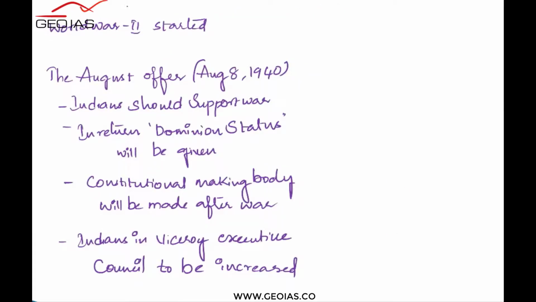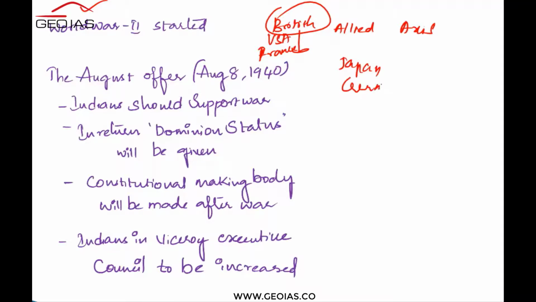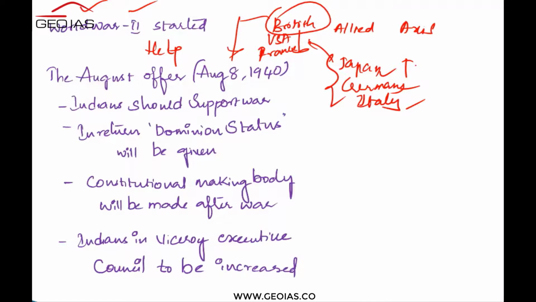World War II started, and it was between the Britishers, or the Allied powers, and the Axis powers. So the Britishers, the United States of America and France were all on one side. Japan, Germany and Italy were on the other side. Germany, Japan and Italy became furious, and they started attacking these people. So the Britishers wanted the help of the Indians. So soon after the start of the World War, the British Parliament sent the August Offer.